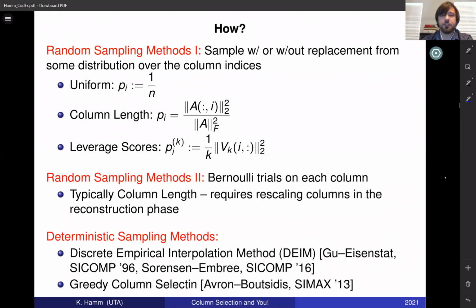A couple of deterministic sampling methods. One is DEIM, or discrete empirical interpolation method. This was originally introduced by Gu and Eisenstat, and then in the CUR context by Sorensen and Embree, which I already mentioned. And there is a greedy column selection algorithm by Avron and Boutsidis that does work fairly well. Again, both of these require computing the SVD, as does computing leverage scores. So there are always some trade-offs here.